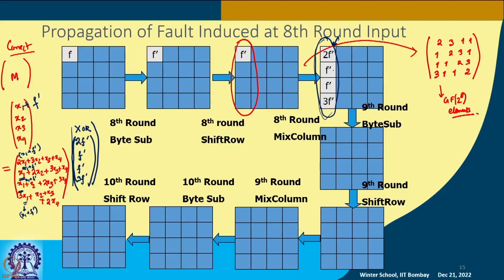Exactly. So the question was how many possible values this column can take because of the fault. Now, once you fix f dash, the entire column gets fixed. So it will take only 2 to the power of 8 values. There is a reduction in the possible number of values, and that means there is a reduction in entropy. Okay, so now let's go ahead.